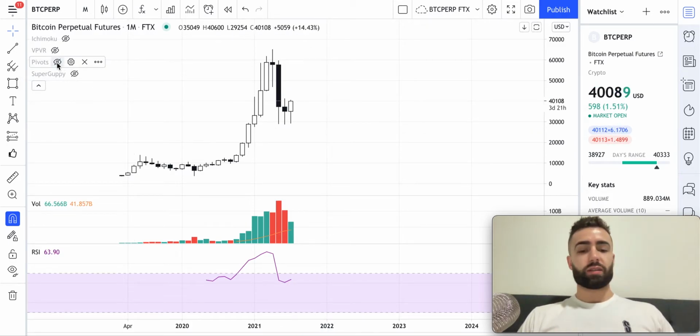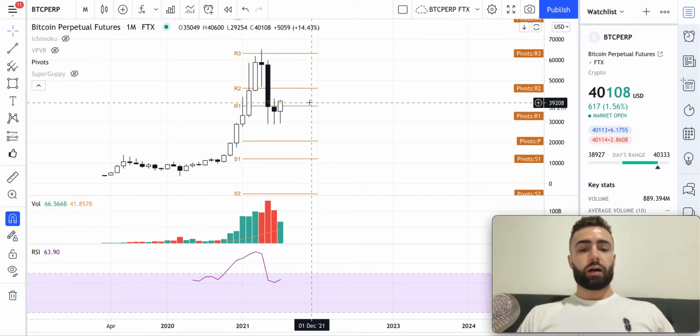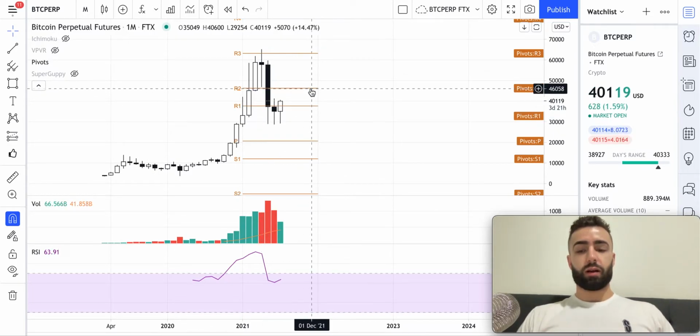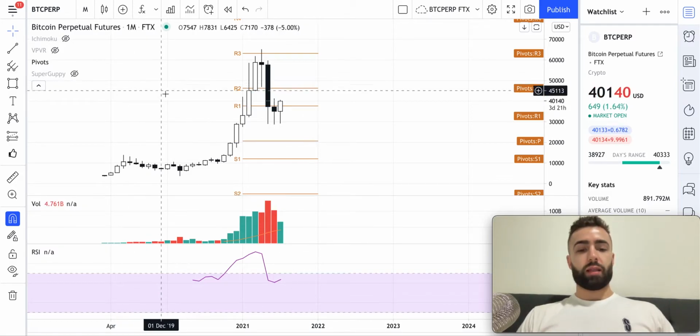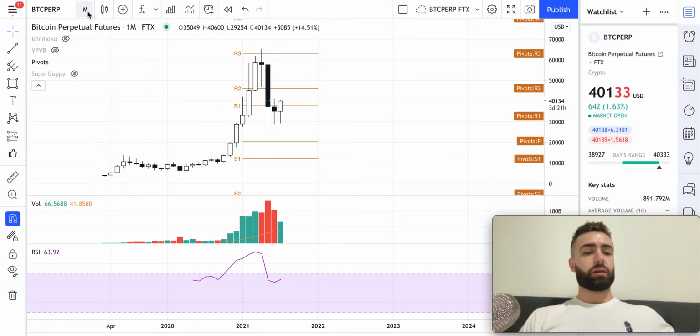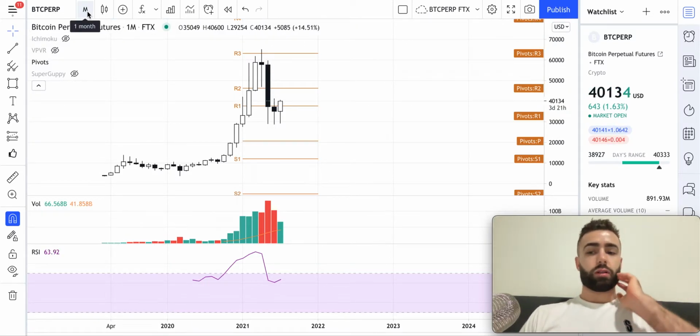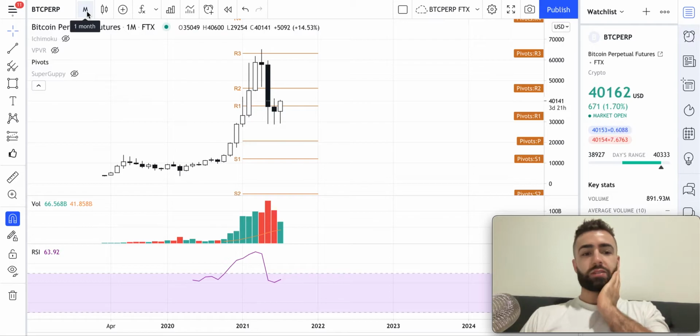So resistance levels that I'm currently watching are this R2 pivot here up at about 46K, roughly 46.3, I would say. And then we'll see on the 3-day time frame the other level that I'm looking for, which is right around that zone as well.